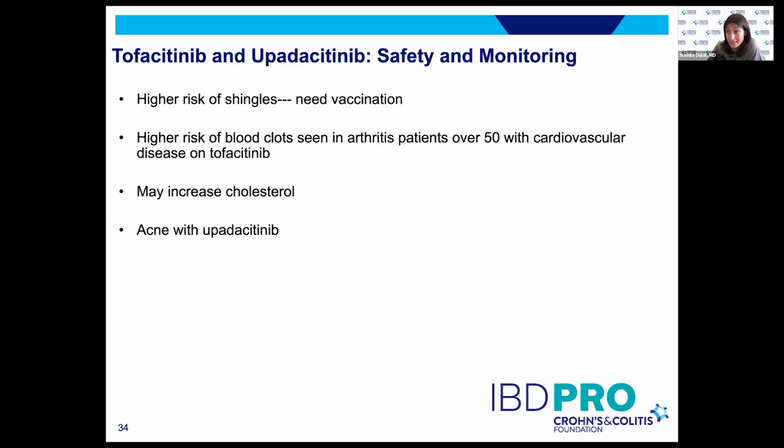Then blood clot risk. There is a black box warning on the label of all JAK inhibitors for blood clot risk. This came because in the oral surveillance study of tofacitinib in RA patients who are over 50 and also had cardiovascular disease, there was a higher risk of blood clots seen in those over the age of 65. This data was in tofacitinib in RA, but it has been extrapolated to all drugs in the class, though it has not been studied in IBD patients or with upadacitinib, but it does carry that warning.